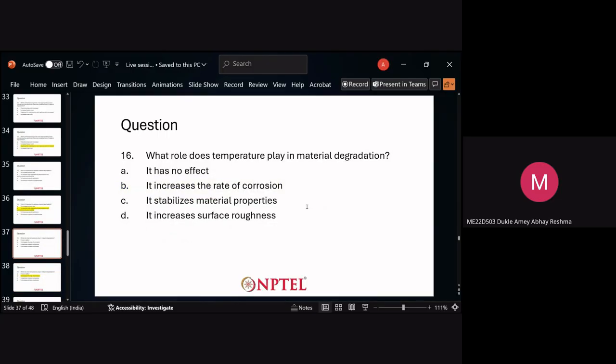Question number 16: what role does temperature play in material degradation? It has no effect. It increases the rate of corrosion. It stabilizes the material properties. It increases the surface roughness.